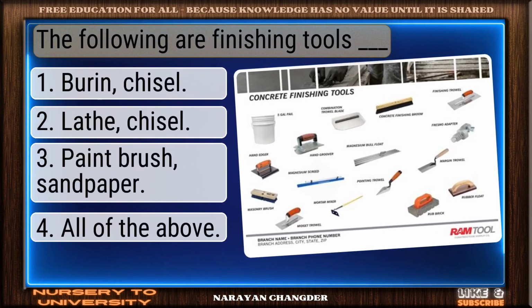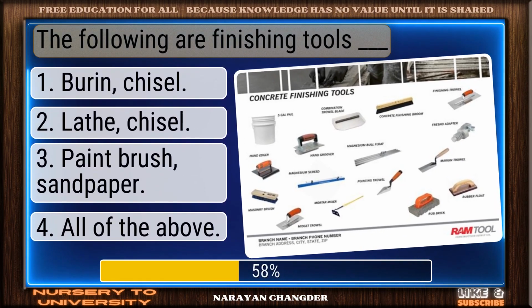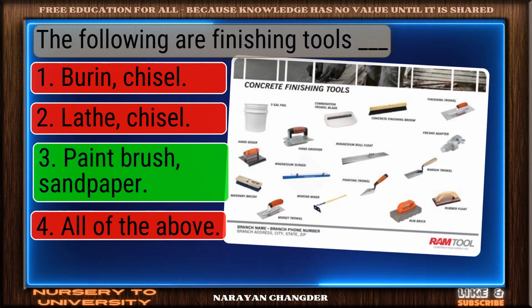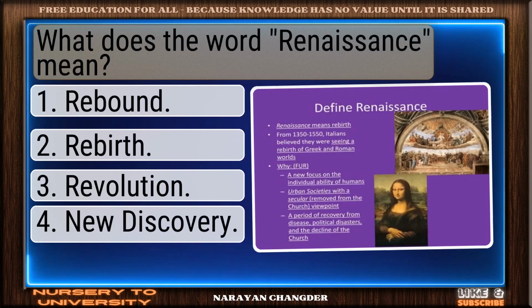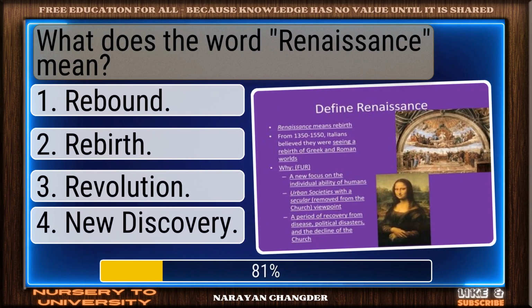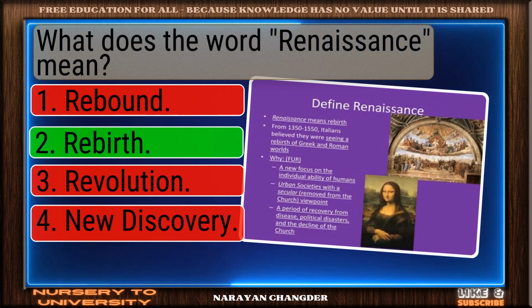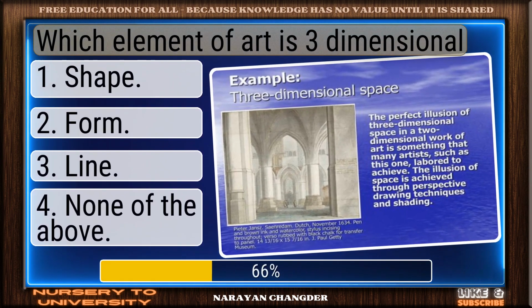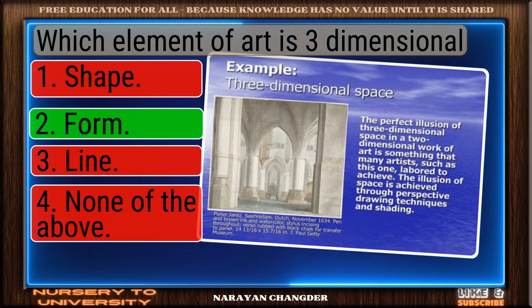The following are finishing tools: dash. Exactly. Paintbrush, sandpaper makes sense, and it is the right choice. What does the word Renaissance mean? On track. Rebirth is the correct answer. Which element of art is three-dimensional? Good job. Your answer, form, works well here.